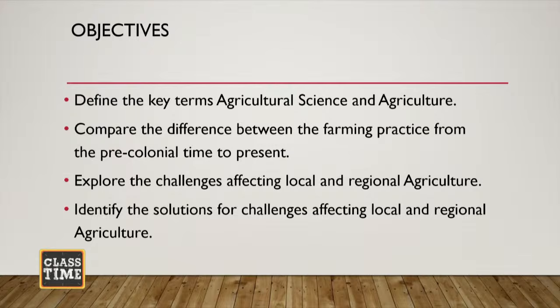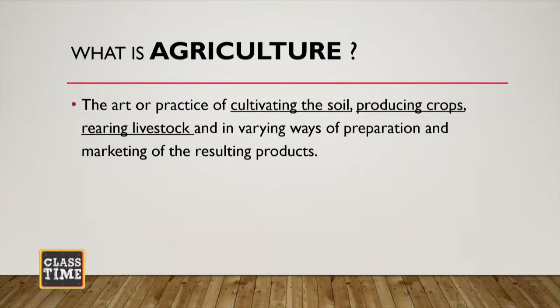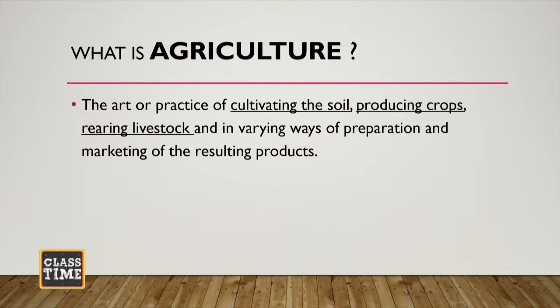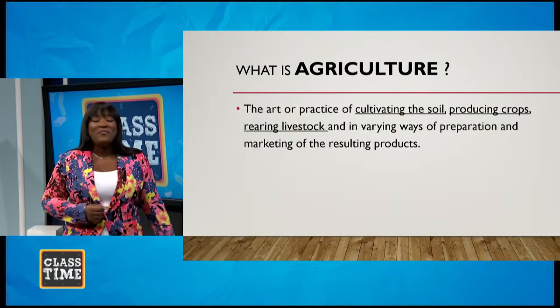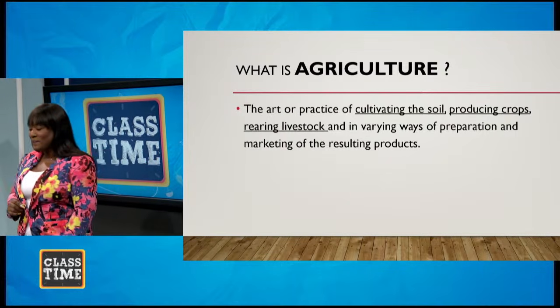So let's go into our definitions for today. 1. Agriculture. This is the art or practice of cultivating the soil, producing crops, and rearing livestock in varying ways, through preparation and marketing for a resulting factor.